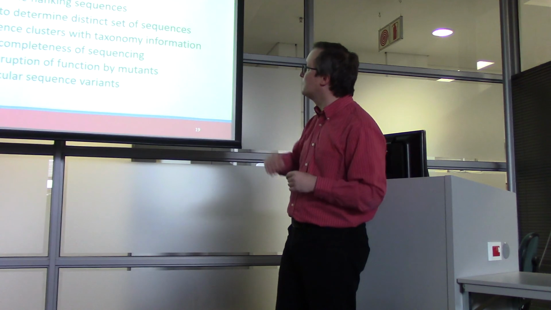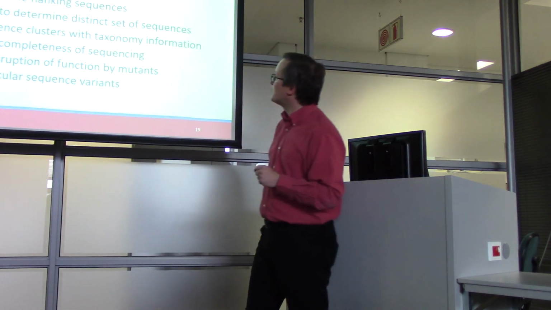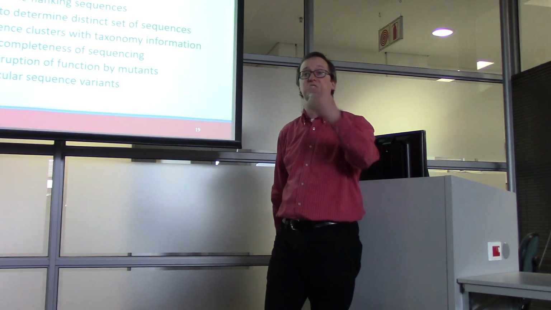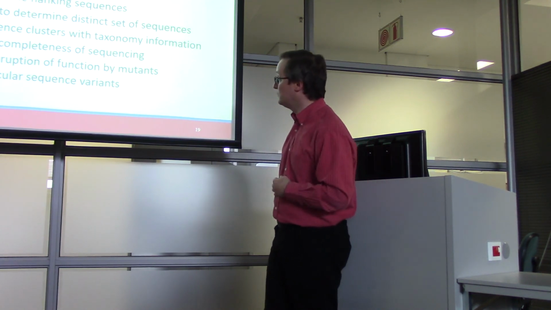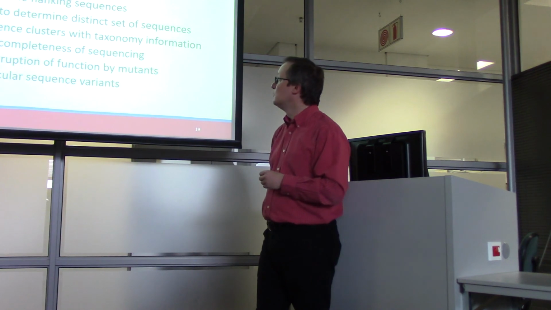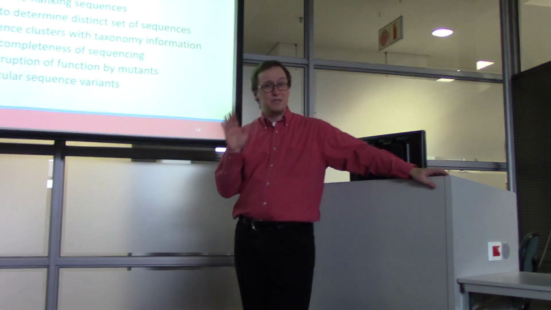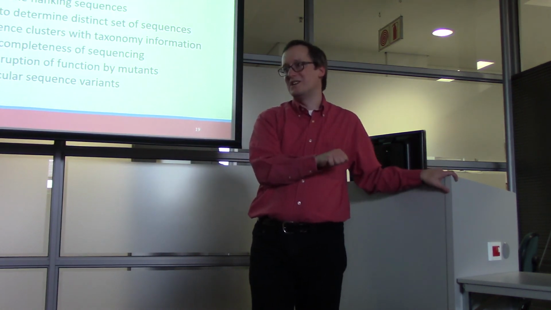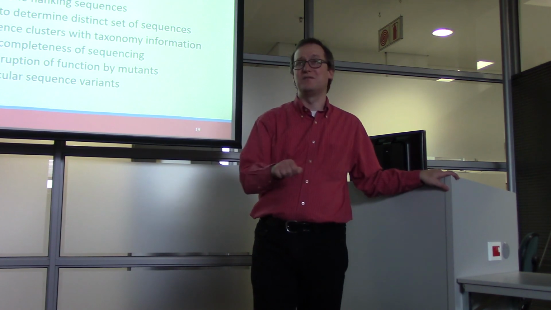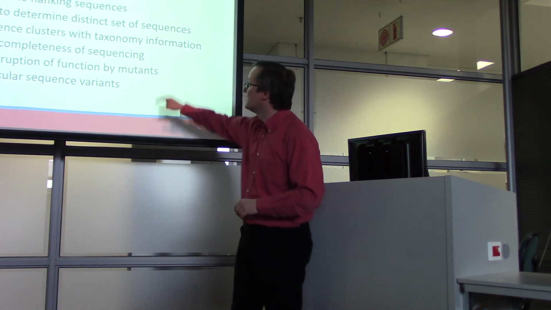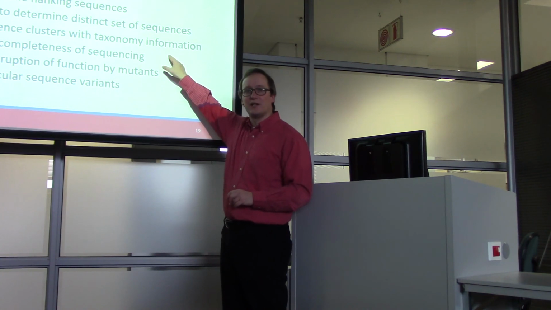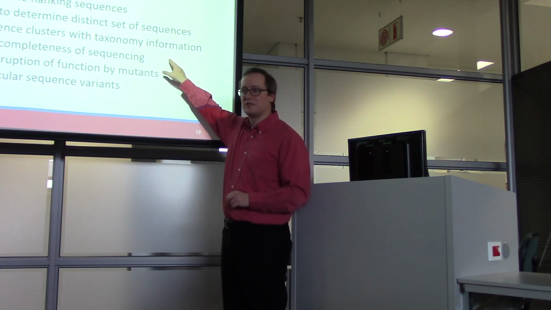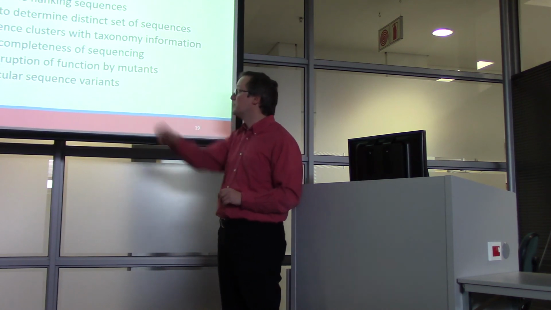Trimming the error-prone flanking sequences, we mentioned that. Clustering reads to determine the distinct set of sequences. This is kind of the first step towards getting us a list of OTUs. Annotating sequence clusters with taxonomy information. In my experience of having looked at microbiome data sets, that's almost always the weak leg. We have a lot of sequences that don't get fully resolved species names. We may have just a genus, or we may have just a class in some cases for these. So getting solid taxonomic annotation on our clusters is almost always a point of weakness for these experiments.